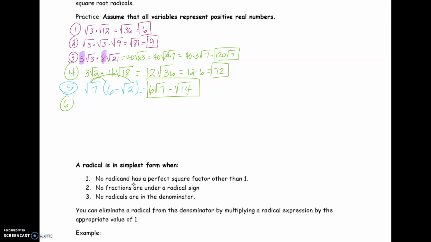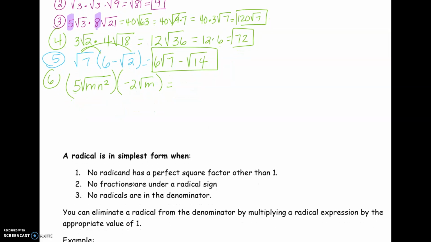Number 6, 5 times the square root of m n squared. We'll put that in parentheses because we're multiplying that times the negative 2 times the square root of m. All right, we're going to multiply 5 times negative 2 on the outside, and it gives us negative 10. Now we can multiply what's in the radicals because they're both square roots. m times m, that means you add your exponents. So 1 m and 1 m is 2 m. So that gives us m squared n squared. And we know that m squared is a perfect square. So we get negative 10 m, and we know n squared is a perfect square.